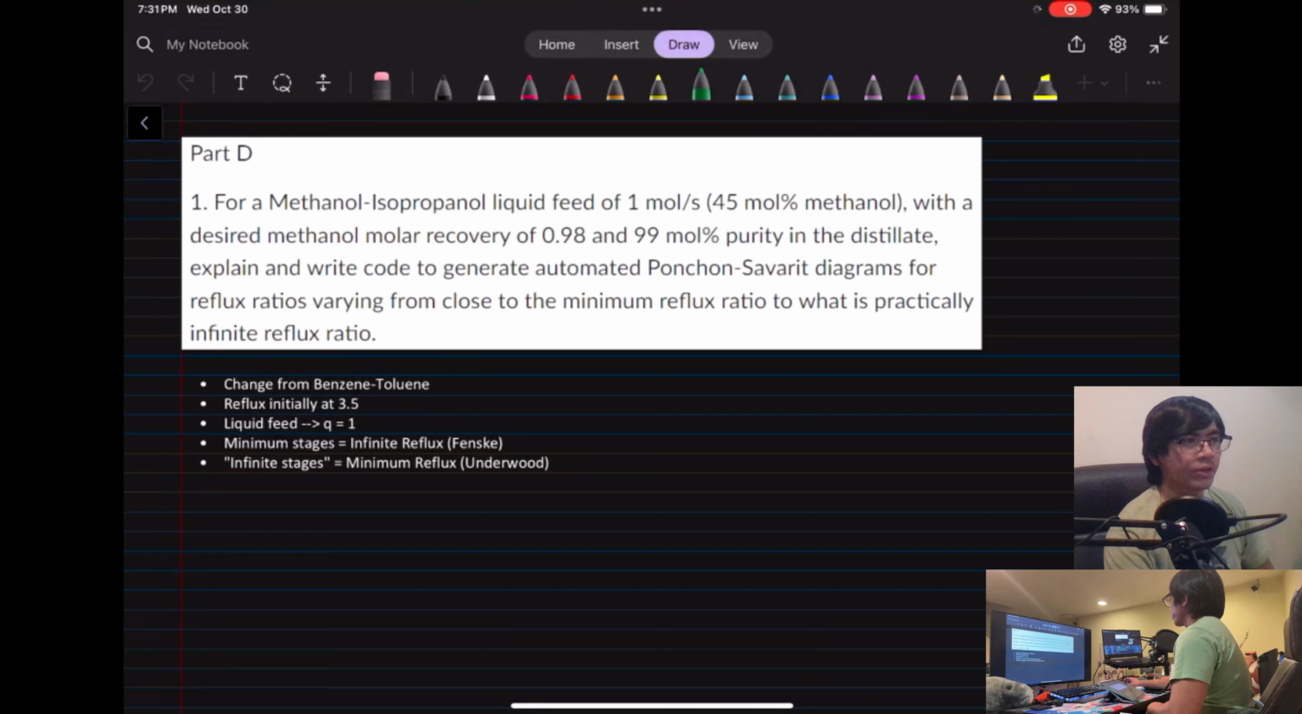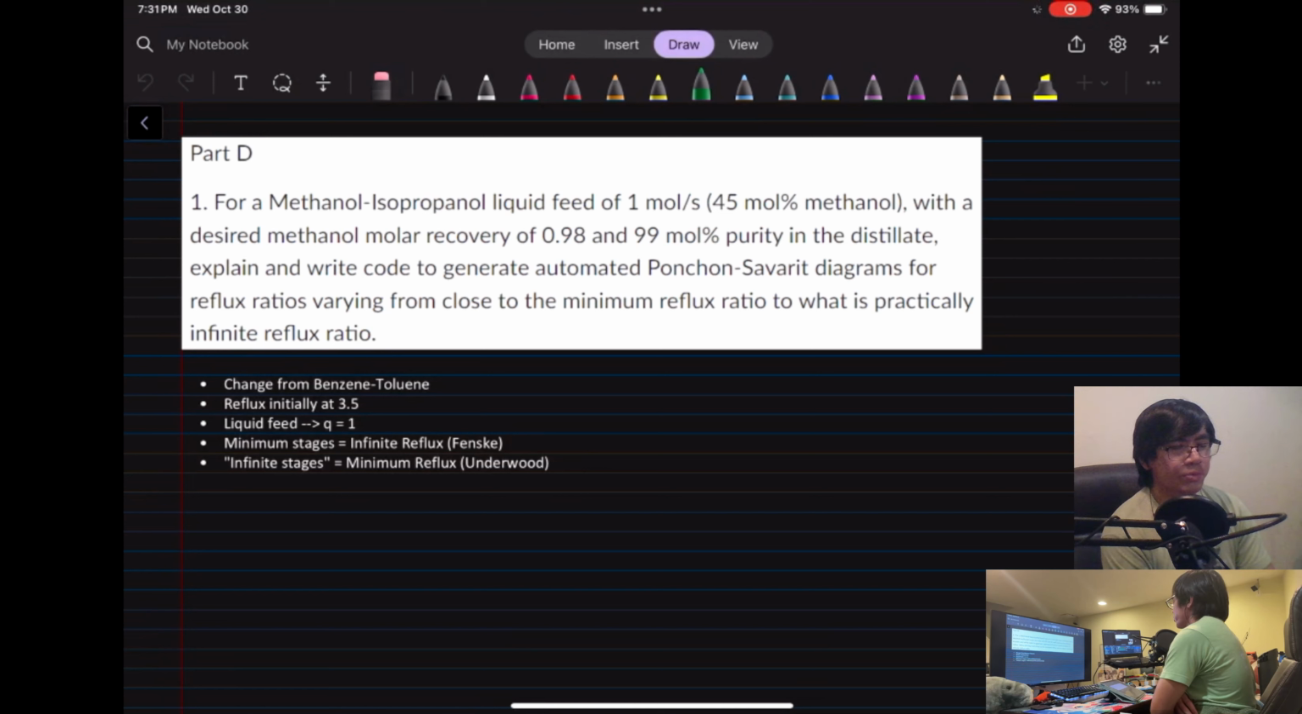Okay, so we're moving into our Ponchon-Savarit now. In this case, we're switching from our benzene toluene mixture that we had initially in our binary XY diagram. But again, we're going to be using these conditions listed here for graphing our Ponchon-Savarit. And then after we generate those diagrams using a loop, we'll talk about changing the reflux ratios and the effect they have on our diagram.